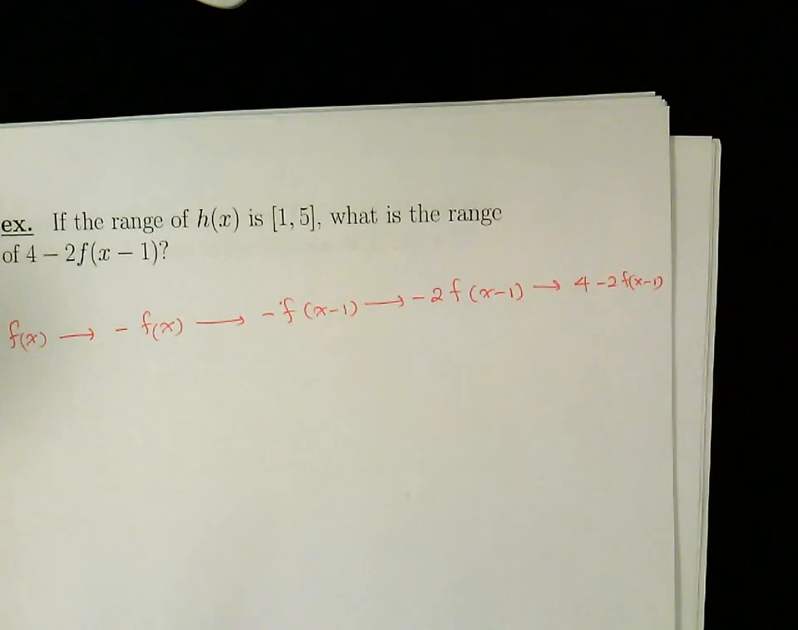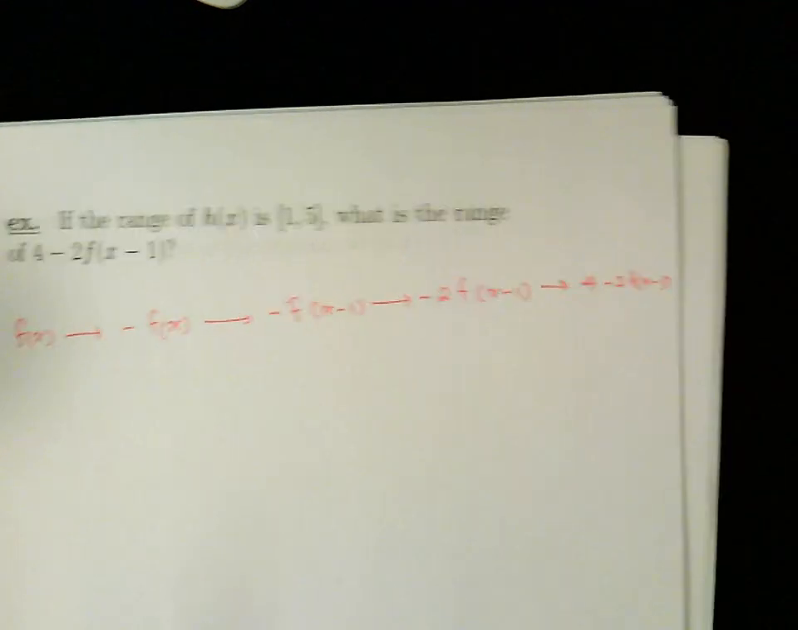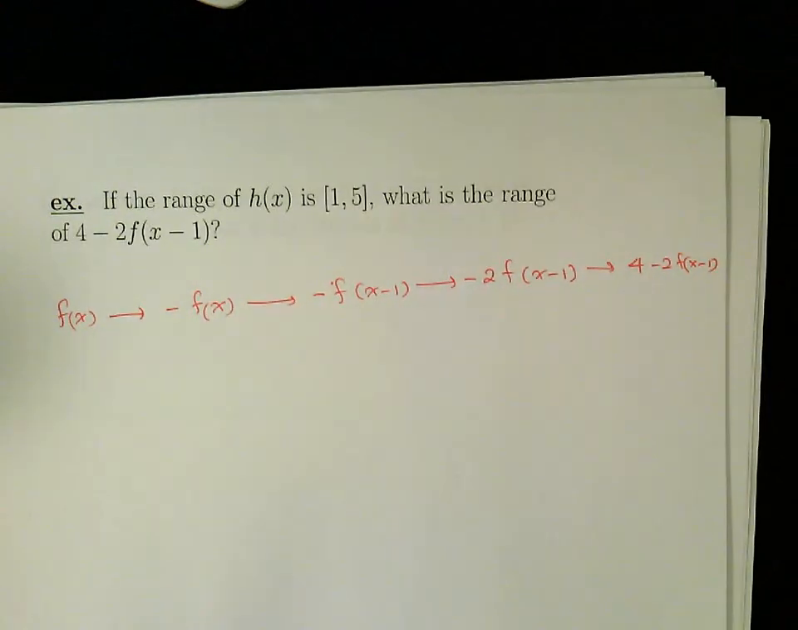Okay, have a good look at there and see how I did those transformations. I followed exactly my order: reflections first, horizontal movements, and then compressions and stretches, and finally vertical movements.